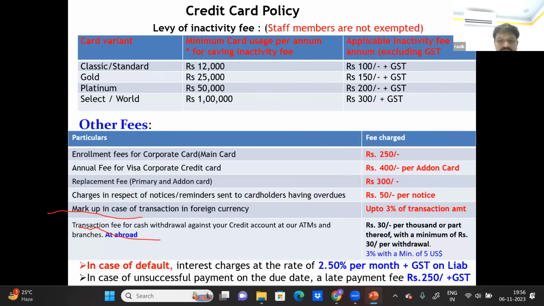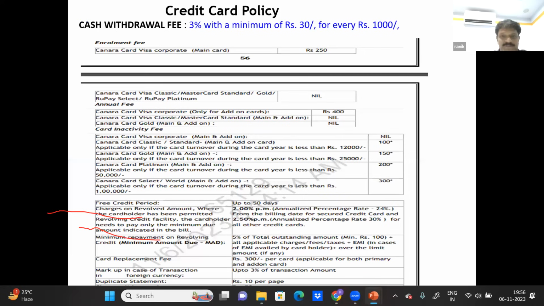But in case of unsuccessful payment on due date, if somebody is not making a payment on due date, then the late payment fee is 250 rupees plus GST. That is the reason we have to pay the credit cards on due date itself. If you are not paying on due date, 250 rupees extra you have to pay. And if you default, 2.5% per month is the penalty interest they will charge.